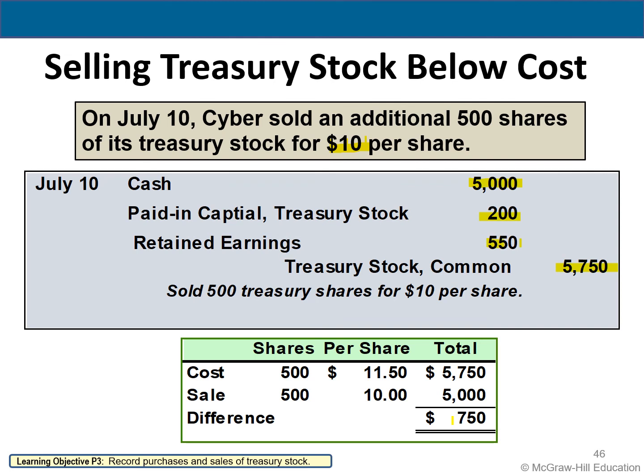Okay, so here's your $7.50, right? Your cost was $11.50 per share, but you sold it for $10, so you have a difference of $7.50 that you have to put somewhere. And typically it would all go to your paid-in capital treasury stock account, but you don't have enough there because all we had was a credit balance of $200. So we can only reduce it by $200, and the difference just goes to your retained earnings.